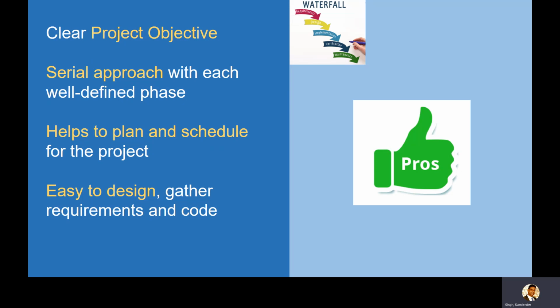Serial approach with each well-defined phase. As we have seen, there is no ambiguity. Everything is clear at the end of each phase: what the milestones are, how we'll proceed forward, and how it will help us to move forward further.